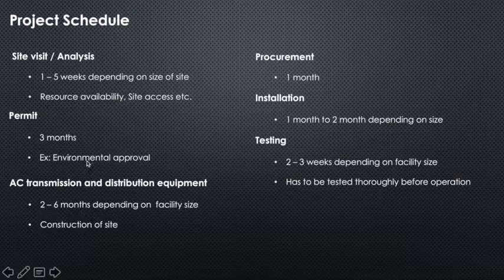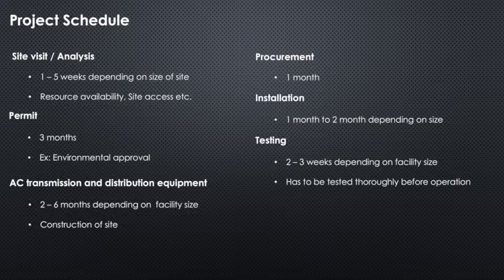The third phase is engineering. This is the actual construction of the facility. It takes about 2 to 6 months depending on the facility size and the complexity of the technology used. The fourth step is procurement. This takes about a month. In this phase, we procure the turbines, control system, and instrumentation from various vendors. The next phase is the installation. During this phase, all items procured in the previous phase are installed. And this takes about 1 to 2 months depending on the size of the project.